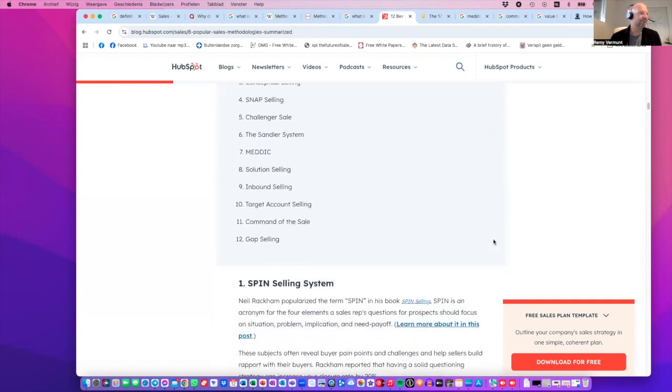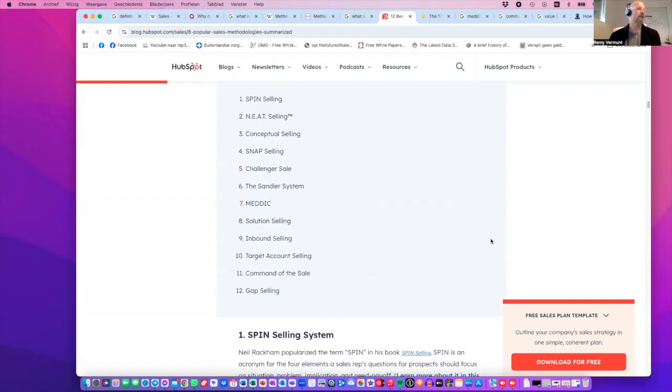Let's go on. 12. So I will shortly show you here the ones well known and what Harshit is telling us about them. Spin and Challenger and Medic and Solution, inbound, outbound. If there's an inbound selling methodology, there should also be an outbound sales methodology. And is that actually different? Yeah, only in the first stage. Target account selling. Okay. Let's go back.